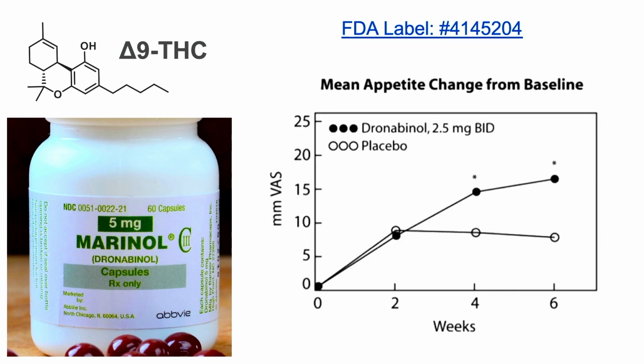And here is from the FDA label, the double-blind, placebo-controlled appetite change data. Okay. So this is a 6-week treatment of this twice a day, 2.5 mg capsule of pure THC. And you see that after 2 weeks, there's really no difference. And this is an appetite measurement score survey. But then after 2 weeks, they start to diverge, and this is why this was approved, right?